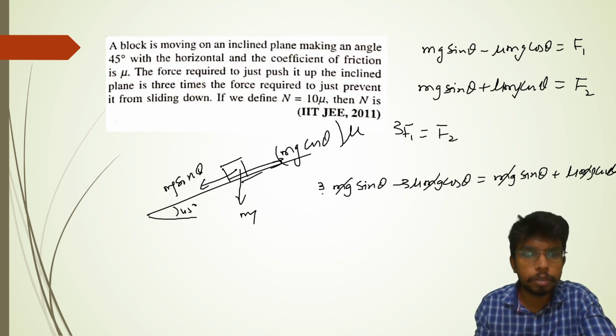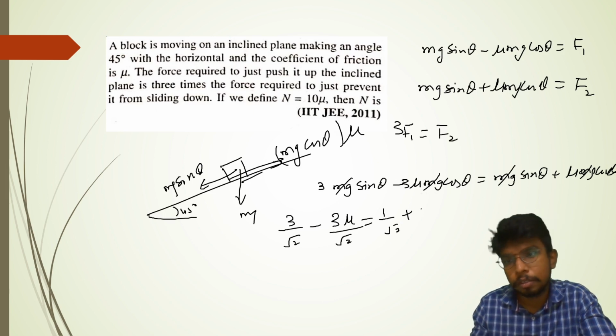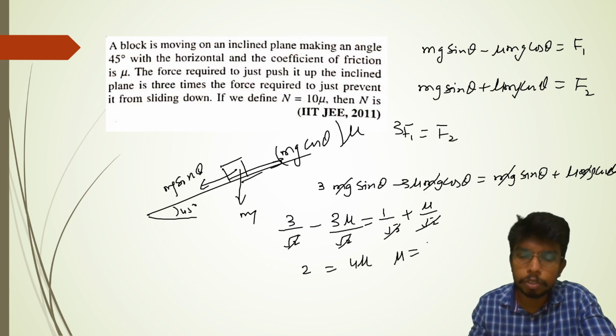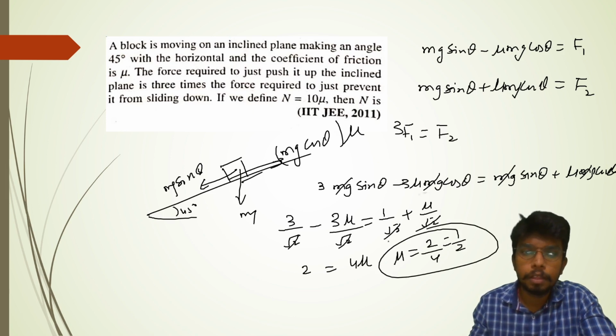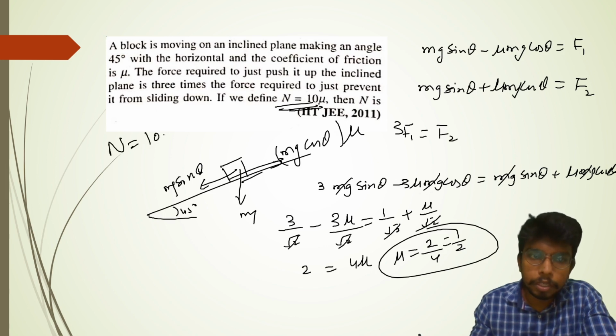Mu we don't have, and we need to find; angle we have. So 3 by root 2 because sine 45, minus 3 mu by root 2, again equal to 1 by root 2 plus mu by root 2. Root 2 again will get cancelled out, will become common and cancel out. So 3 minus 1 is gonna be 2, and 4 mu. So mu will come out to be 2 by 4, eventually half. If we define n equals 10 mu, then 10 into half, so n is 5.